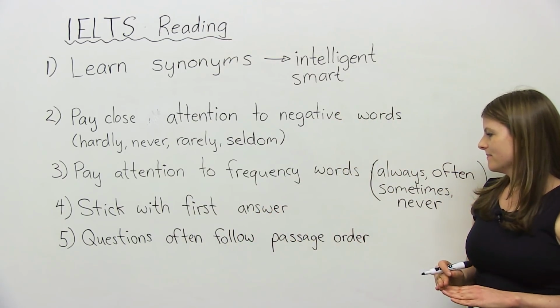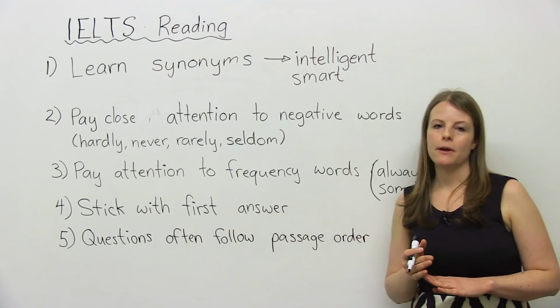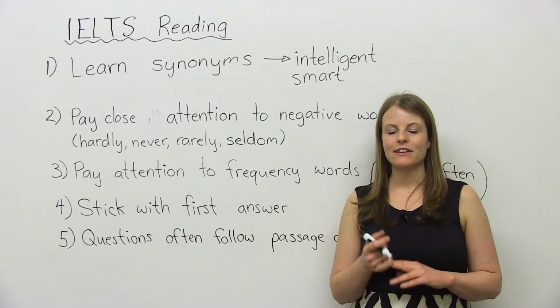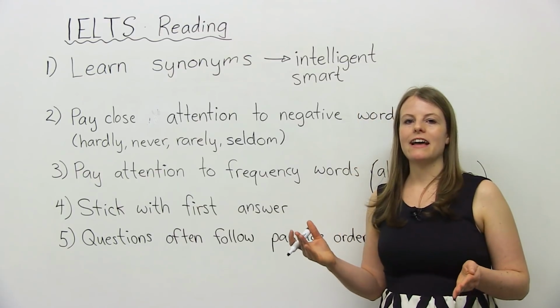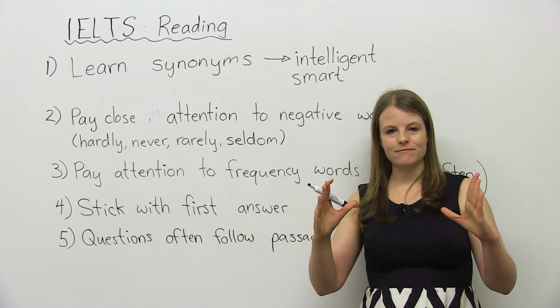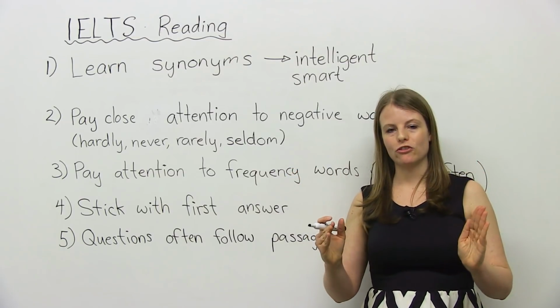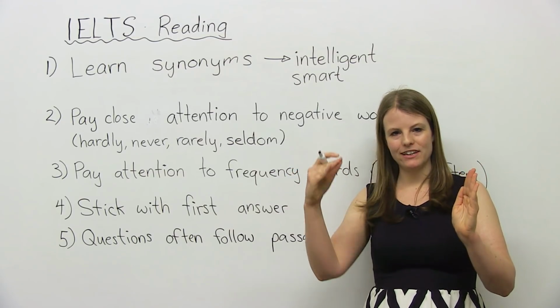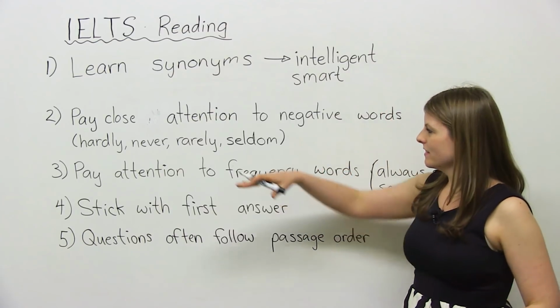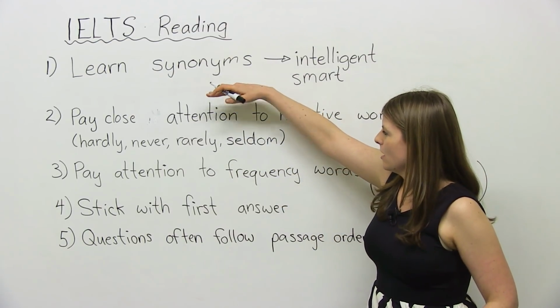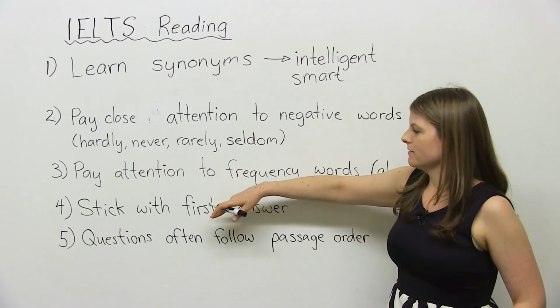Number 5. Questions often follow passage order. So what does this mean? Well, it means that question 1 will probably be somewhere near the top of the reading, Question 2 will be underneath question 1 in the reading. So the questions, 1 will be at the top, then 2, then 3, then 4, then 5.